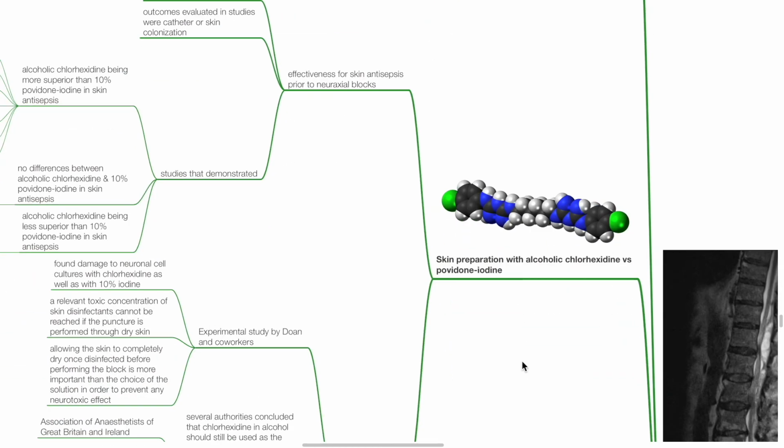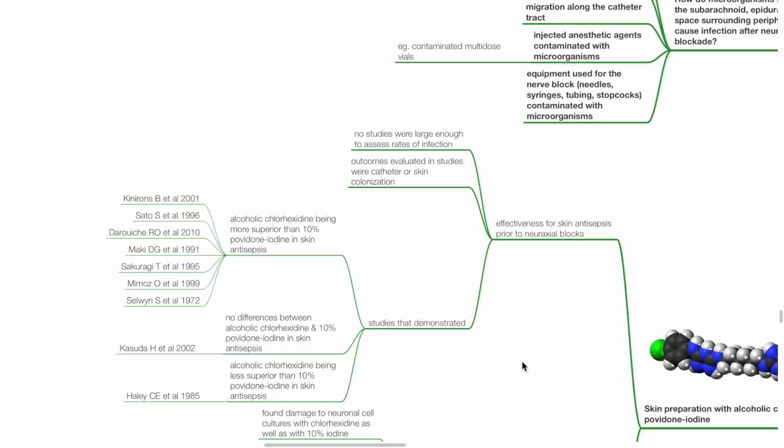Skin preparation with alcoholic chlorhexidine versus povidone iodine. Regarding the effectiveness for skin antisepsis prior to neuraxial blocks, no studies were large enough to assess rates of infection, and outcomes evaluated in studies were catheter or skin colonization. More studies have demonstrated that alcoholic chlorhexidine is superior to povidone iodine in skin antisepsis, compared to those that suggest otherwise.